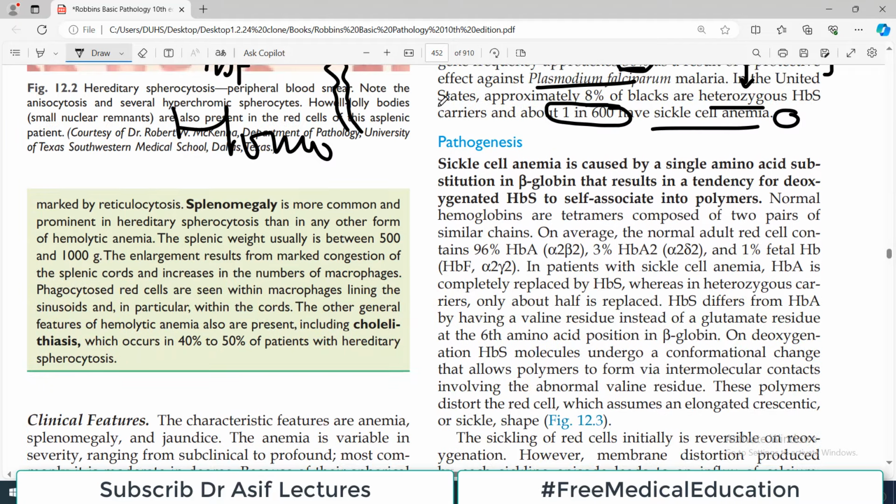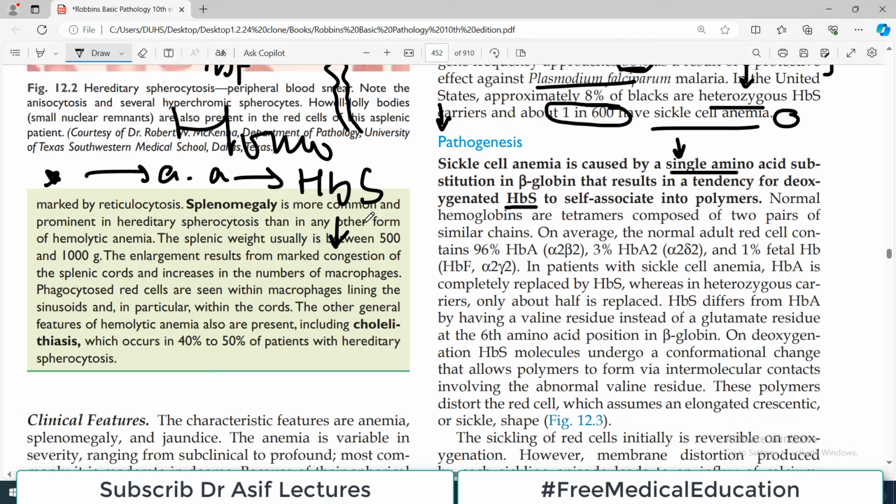Now let's talk about what is the pathogenesis, what is the exact mutation. So sickle cell anemia is basically caused by a single amino acid substitution in the beta globin. So सिर्फ एक amino acid change होता है और पूरा structure of the hemoglobin change हो जाता है. And this actually results in tendency for deoxygenated hemoglobin S to self-associate into polymers. So basically what's happening, there is one single mutation leading to change in only one amino acid, leading to formation of hemoglobin S, and this hemoglobin S is not as efficient as the hemoglobin A to carry oxygen. तो हमारी oxygen carrying capacity सारी disturb हो जाती है.